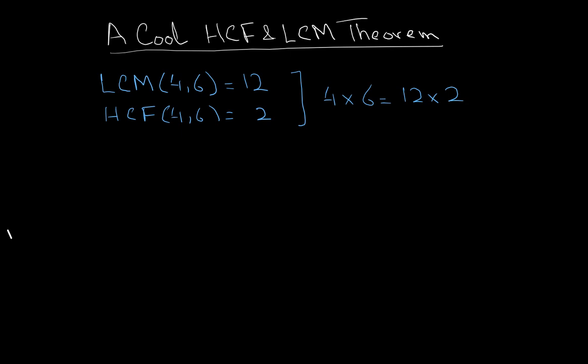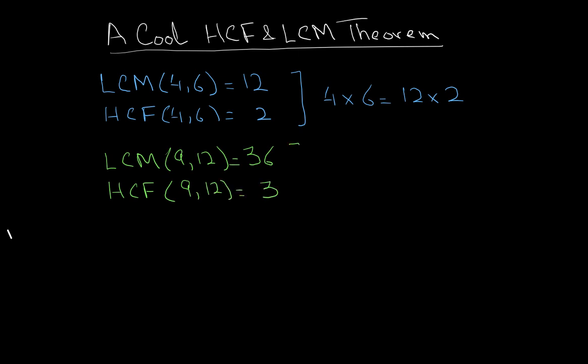Okay, that must be an accident, so let's try another one. LCM of 9 and 12. So the LCM of 9 and 12 is 36, and the HCF of 9 and 12 is 3. So now, let's see. 9 12s are 108, and lo and behold, 36 3s are also 108. Phew, that's kind of weird.